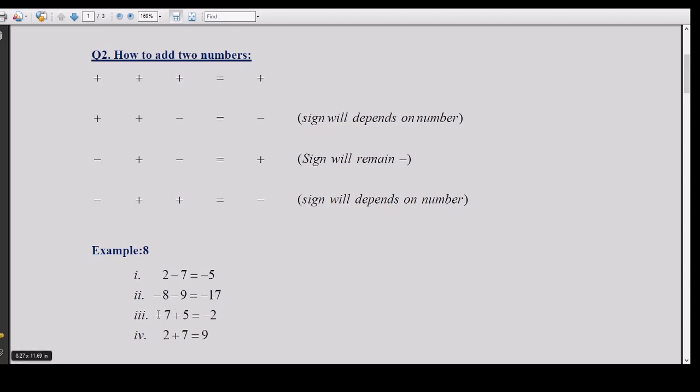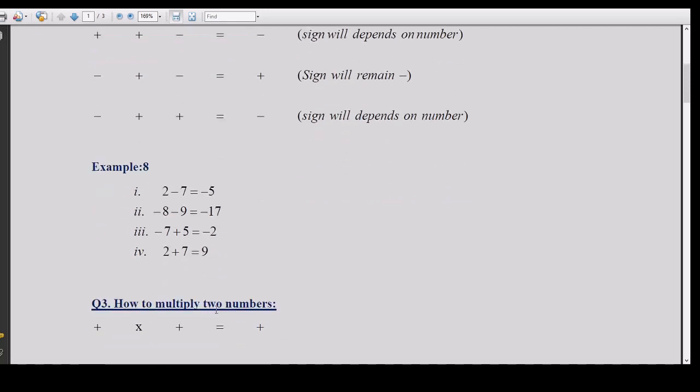The next situation is when one is minus, the other is plus. Plus minus is minus again. This means 7 minus 5 is 2, but which sign is greater? 7 is greater than 5, but 7 is having a minus sign, therefore the answer will be minus 2. And the last one: if both are plus, you just add these two. 7 plus 2 would give us 9.